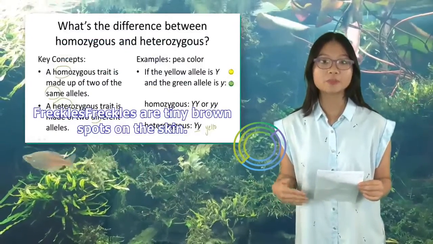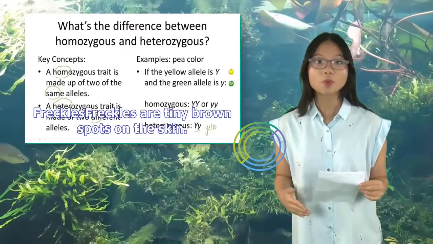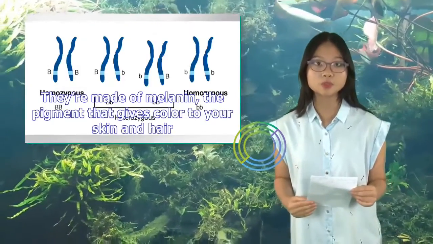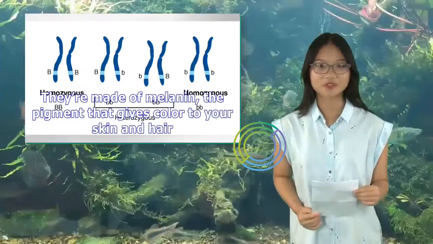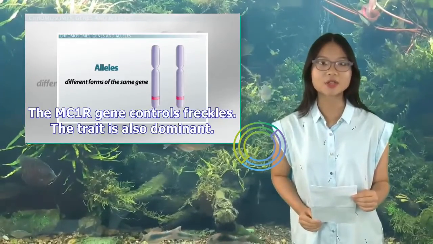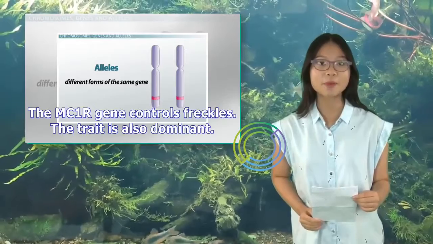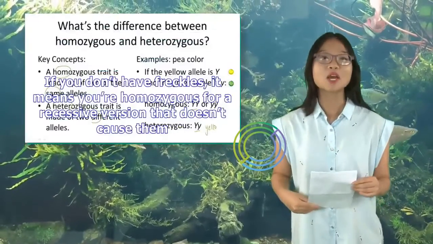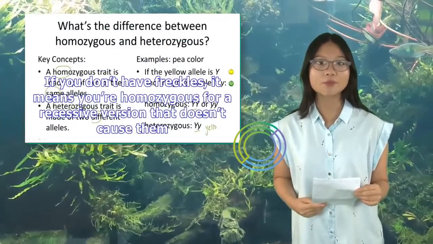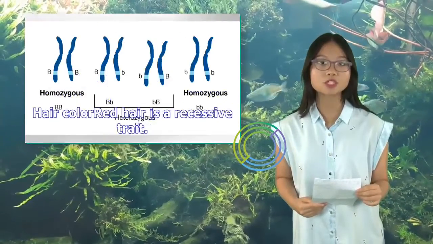Freckles. Freckles are tiny brown spots on the skin. They're made of melanin, the pigment that gives color to your skin and hair. The MC1R gene controls freckles. The trait is also dominant. If you don't have freckles, it means you're homozygous for a recessive version that doesn't cause them.